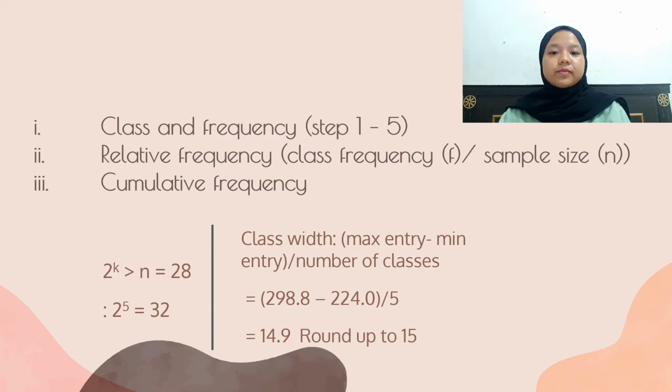For step 2, we need to calculate the class width, where the maximum entry is subtracted by the minimum entry, and the answer is divided by the number of classes. Our maximum entry was 298.8, subtracted by the minimum entry 224.4, and the answer is divided by the number of classes, which is 5. So the answer is 14.9, and we round it up, so it becomes 15.